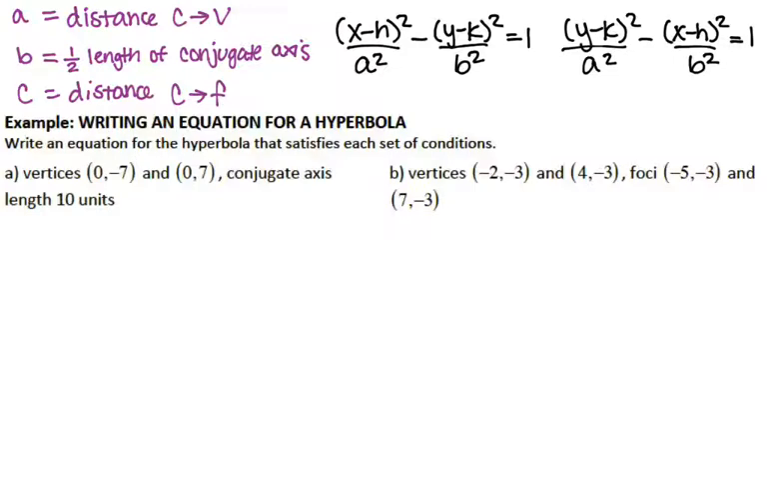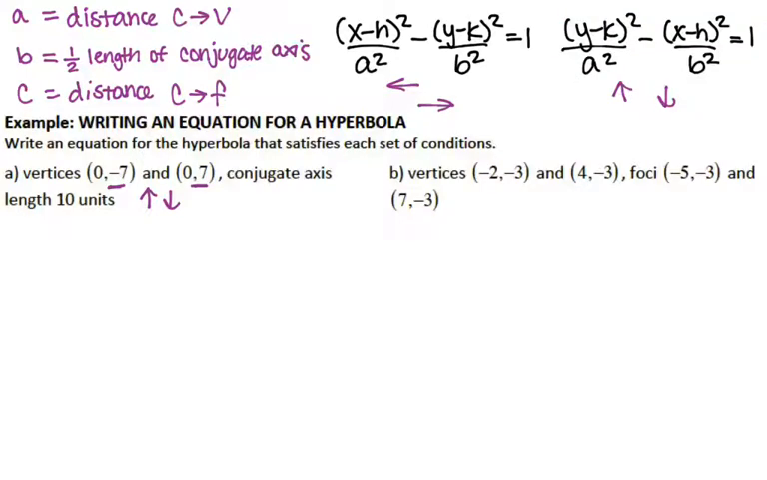So we'll make a note. Hyperbolas left and right have x first, and if your y is first, those are hyperbolas that open up and down. Okay, here we go. If I look at letter A, I have my vertices at (0, -7) and (0, 7). I can see that my y coordinates are changing. So that means for this one, I have hyperbolas that open up and down, which means when I select my equation, I'm going to use the one with y first.